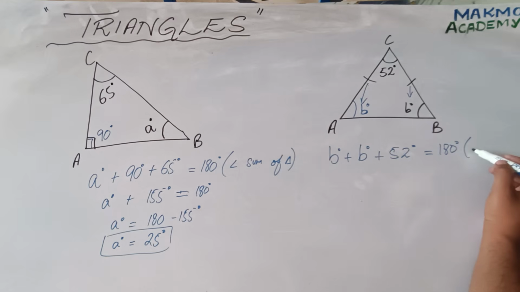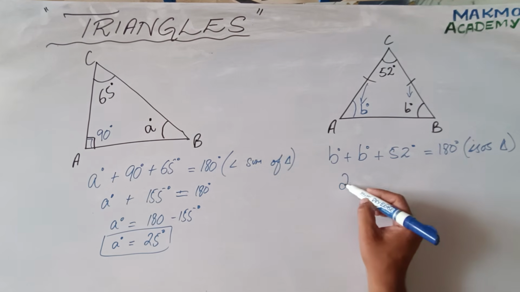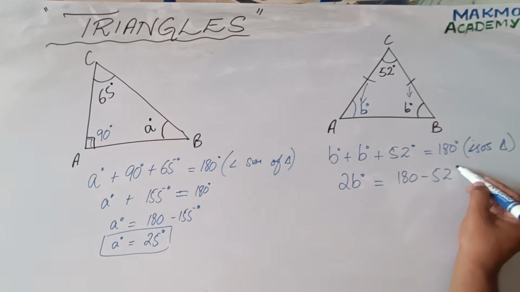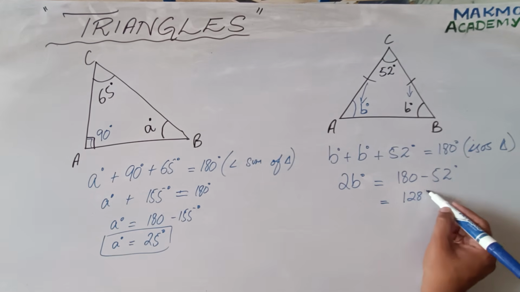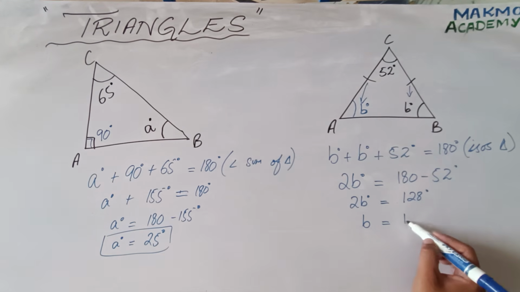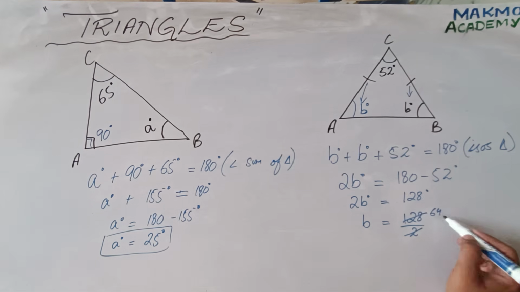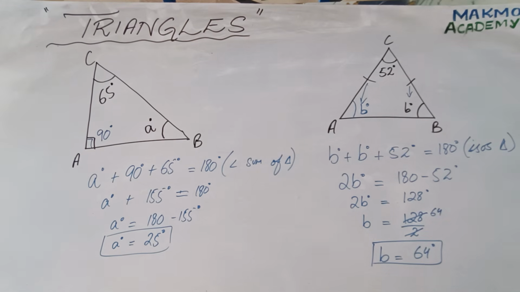What we will say is the angle sum of an isosceles triangle. B plus B is 2B, and this 52 will go over there and get subtracted. So this gives us 128 degrees. 2B is equal to 128. Then this 2 is multiplying over here, it will go over there and get divided. 2 ones are 2, 2 64s are 128, so B is equal to 64 degrees. So this is how we can find out the value of the unknown in a problem.